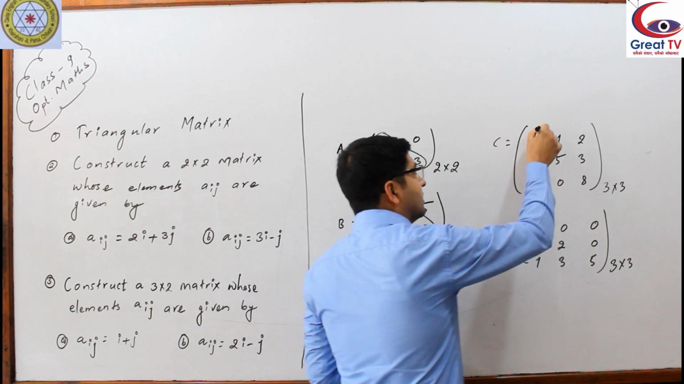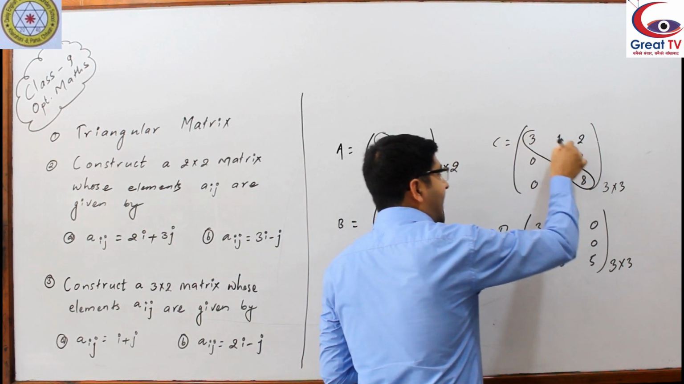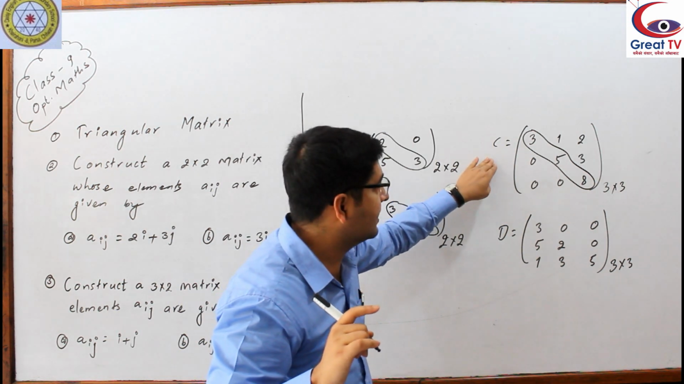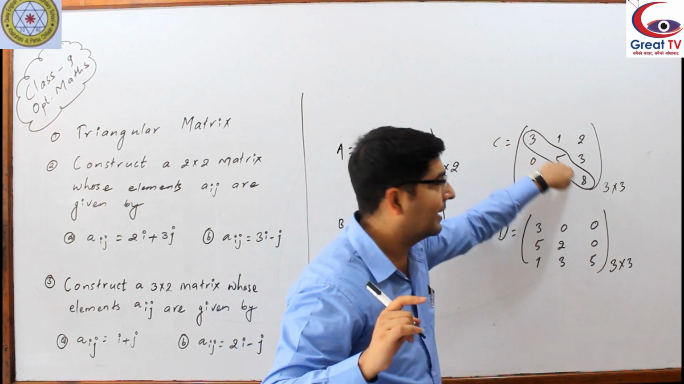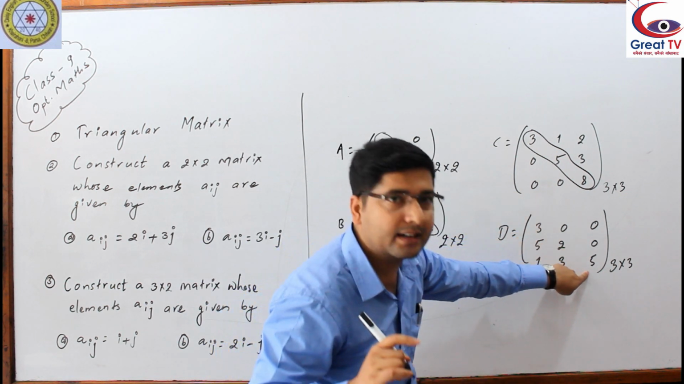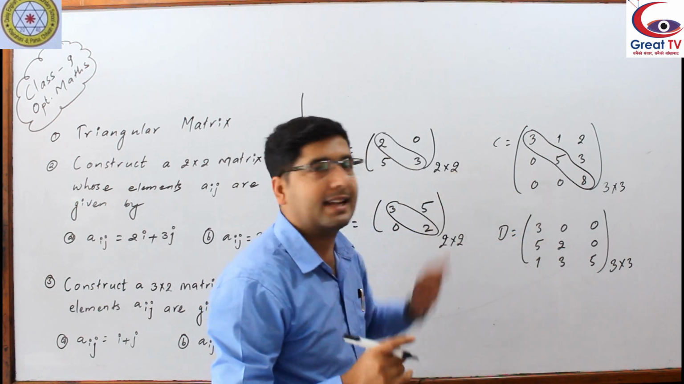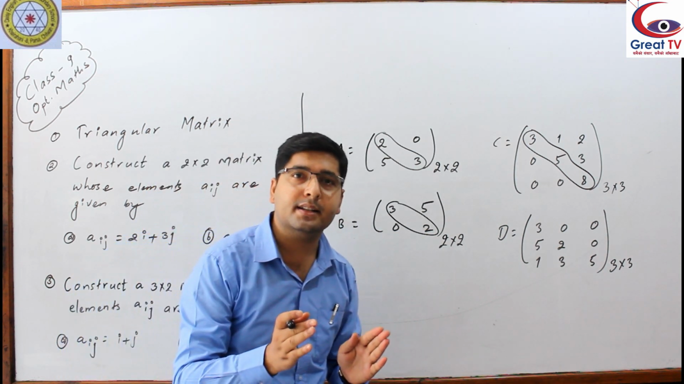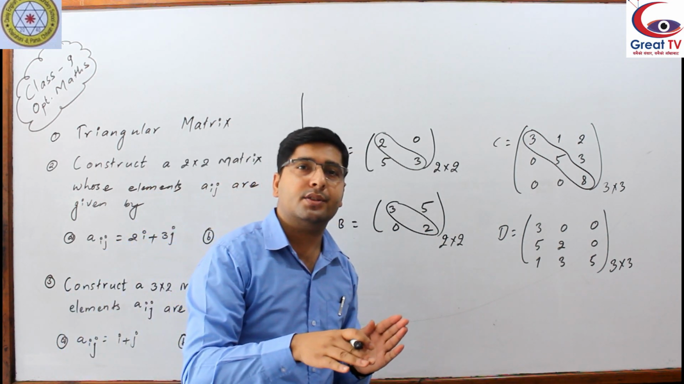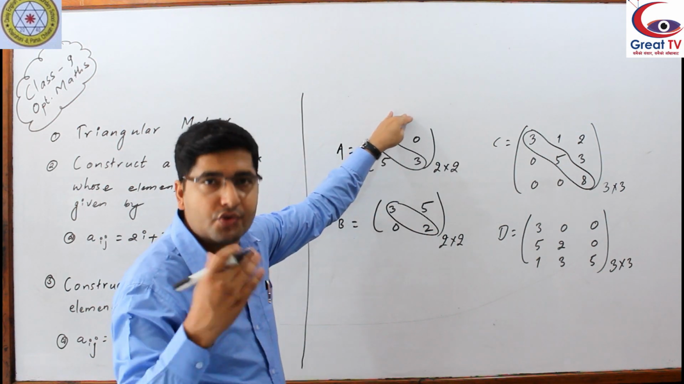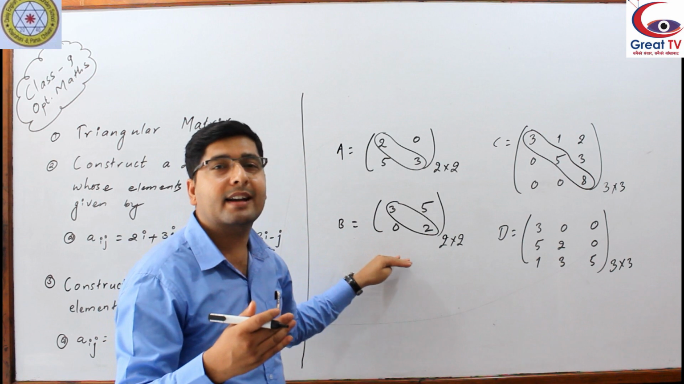Then you can see here we have leading diagonal 3, 5, 8. Then all entries of matrix C below the main diagonal are 0. Then above the leading diagonal are 0. So these all matrices are said to be triangular matrices. That is, those square matrices in which every element above the leading diagonal is 0 or below the leading diagonal is 0.